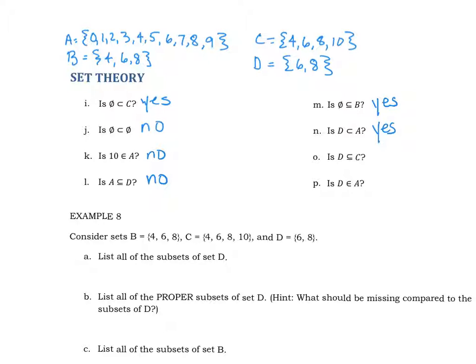D is a regular subset of C. Okay, well, is 6 in set C? Yes. How about 8? Yes. So yes, it's a subset. Okay, and then is D an element of A? Remember, there's a difference between subsets and whether it is an element. So I would have to look at set A, and is the letter D there? No, the letter D is not listed at all, so that is a no.